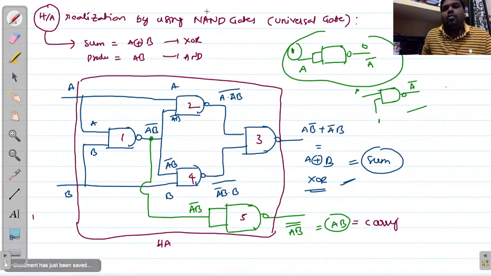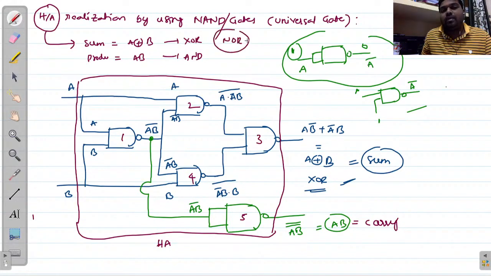Now your homework is what? You can use NOR gates. With the help of NOR gates you can implement the half adder realization.